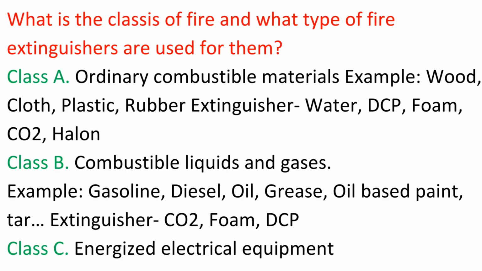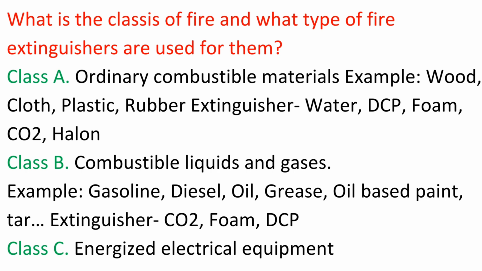Question: What are the classes of fire and what type of fire extinguishers are used for them? Answer: Class A: ordinary combustible materials. Example: wood, cloth, plastic, rubber. Extinguisher: water, DCP, foam, CO2, halon. Class B: combustible liquids and gases. Example: gasoline, diesel, oil, grease, oil-based paint, tar. Extinguisher: CO2, foam, DCP.